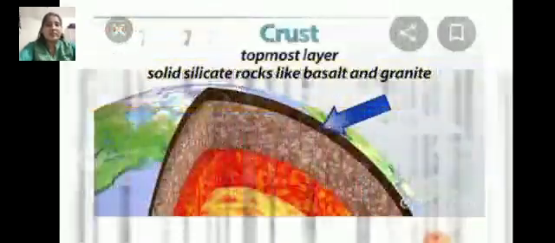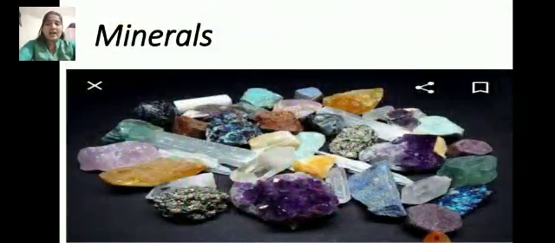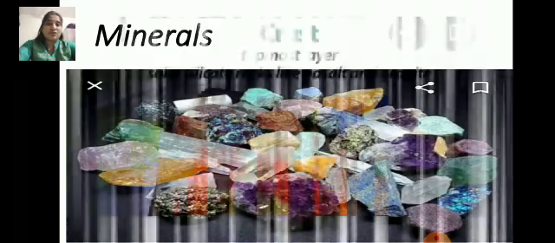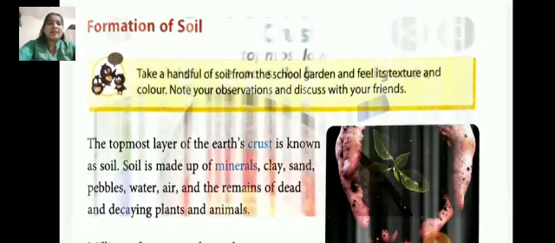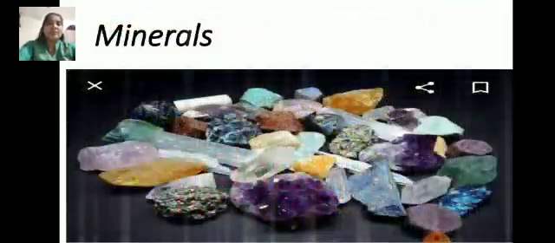You can see here, children, see the picture. Yes, minerals are useful solid chemical substances that occur naturally. They occur naturally. We can find these minerals in the earth only. Okay, they are solid chemical substances and they occur naturally. We find them naturally in the earth. Understood, children? Soil is not only made up of minerals, but also of other things, as you will see in the picture.